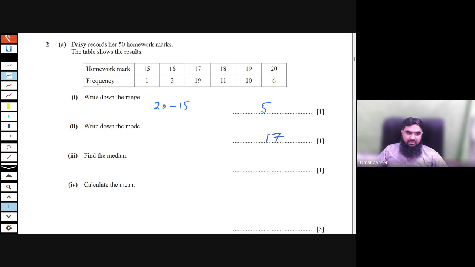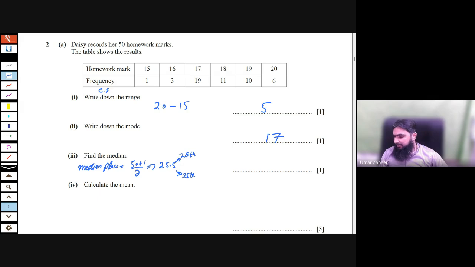Next, we have to find the median. For the median place, we have to do 50 plus 1 divided by 2. That will be 25.5, meaning the 25th and 26th place values, and the 25th place value is going to be the median. So we need to find a cumulative frequency curve.